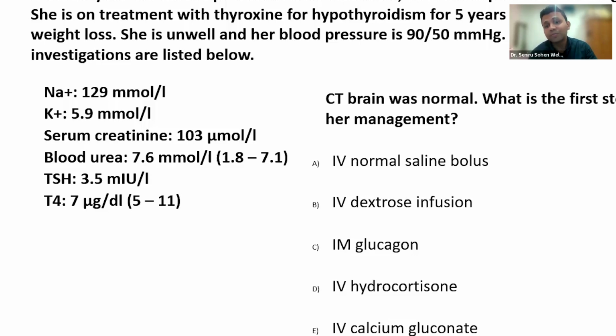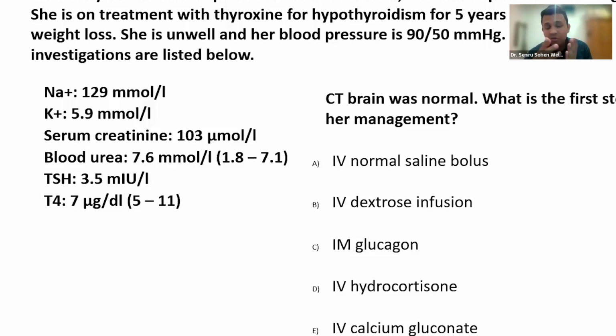So what we give first is again a good question. But what we tend to give in these sort of situations is both of these together, because we don't wait until you give this. So we just pump IV hydrocortisone and start fluids. So the correct answer depends on who sets the question, and so it is 50-50 for IV normal saline bolus and IV hydrocortisone.